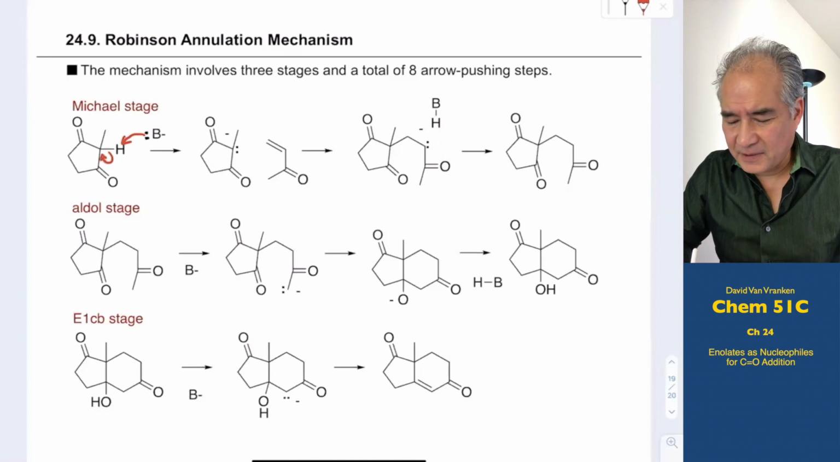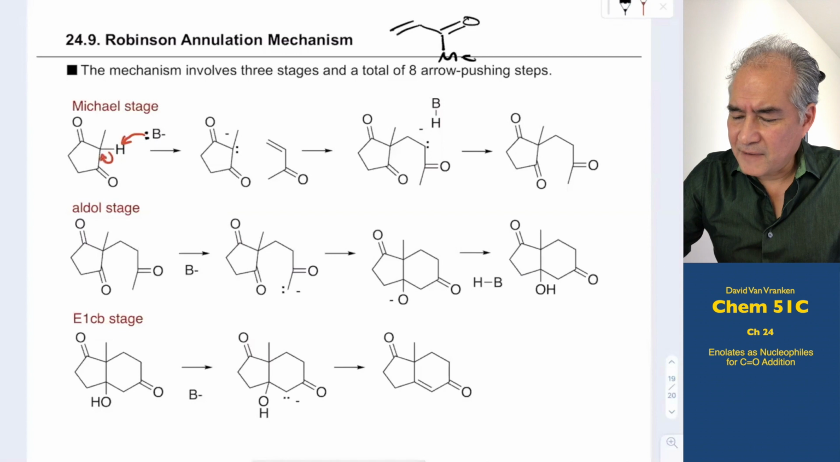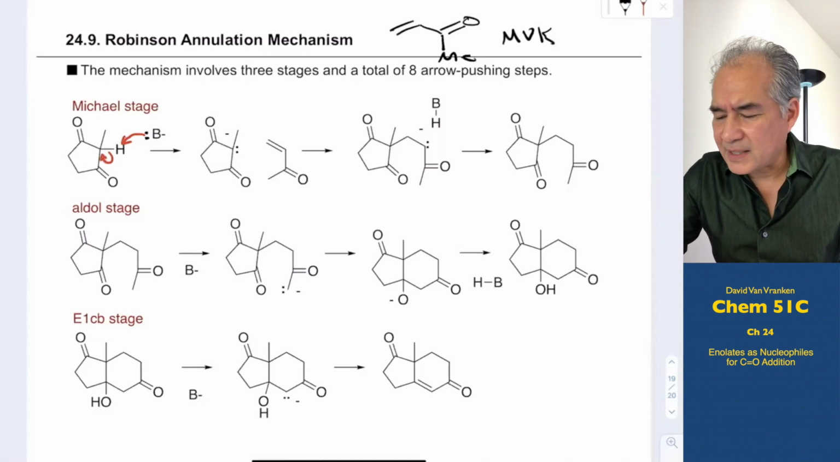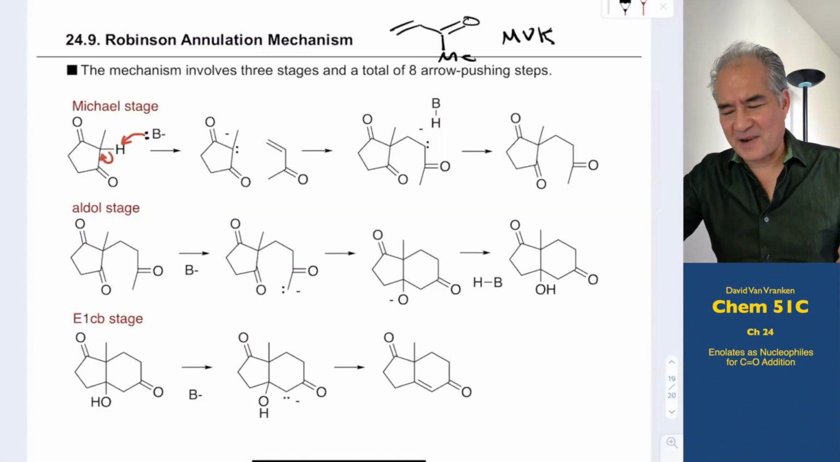Right? We're very careful to draw this substrate here. This substrate over here is so commonly used for Robinson annulations that we refer to it as methyl vinyl ketone, or MVK. If I go to any organic chemist and I say, oh yeah, do you have a bottle of MVK? They'll know exactly what I mean.